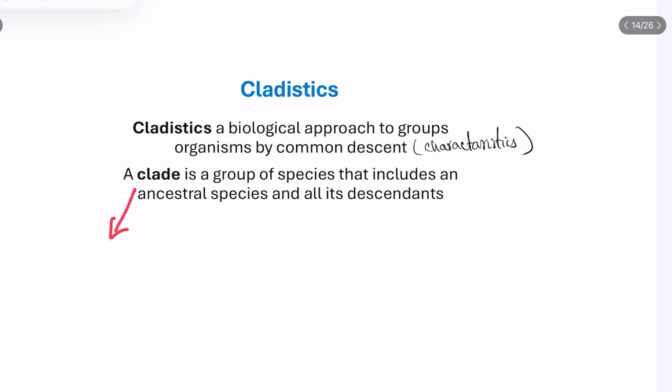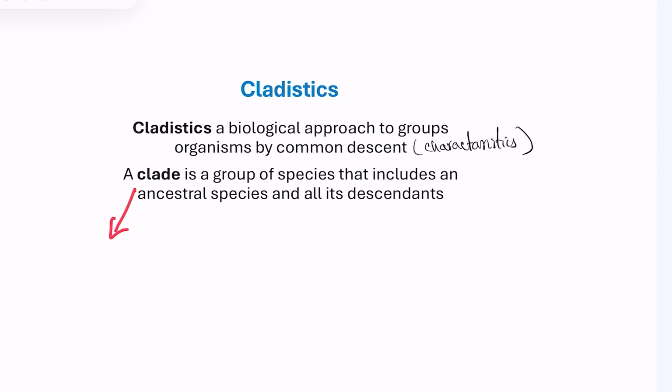Now, what is cladistics? Cladistics is a term used in phylogenetic analysis and systematics. So cladistics is a biological approach to group organisms by common characteristics. It will classify organisms on the basis of different or common characteristics. When some characters are common in A and B, it will make a clade. If some characters are common in A, B, and C, it will make another, separate clade.